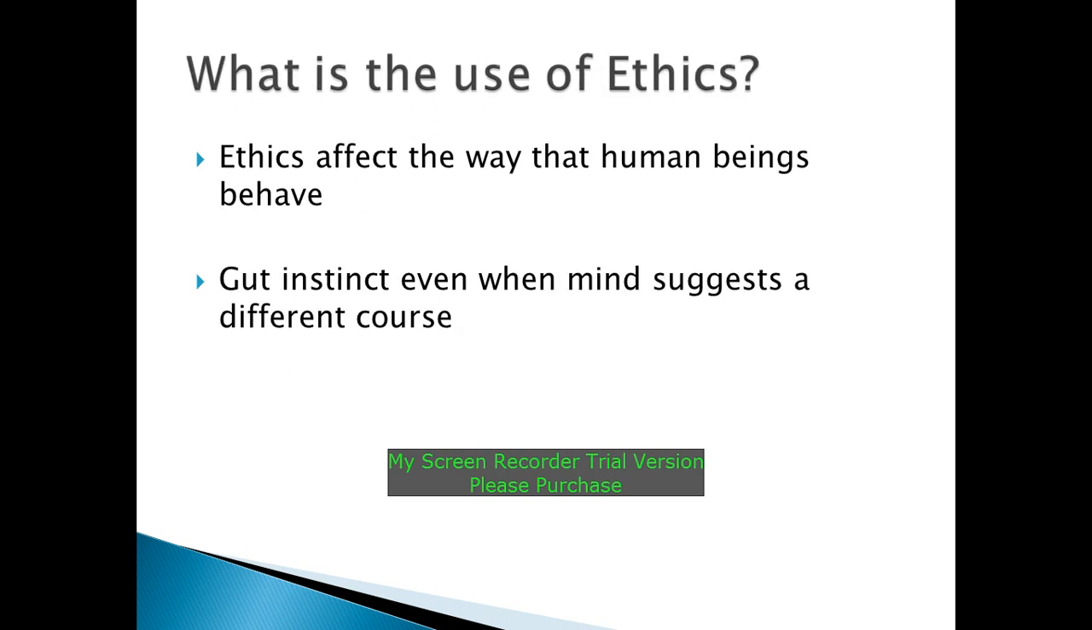Some of you might be asking, what is the use of ethics? If ethical theories are to be useful, they need to be able to affect the way that human beings behave. It is known that if a person realizes that it would be morally good to do something, then it would be irrational for that person not to do it. However, humans often behave unreasonably, as in humans normally follow their gut instinct, even when their head suggests a different course of action.